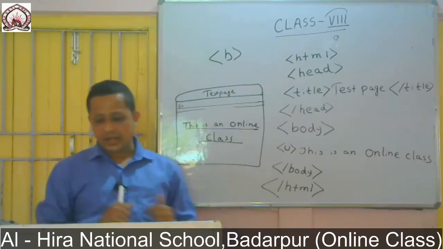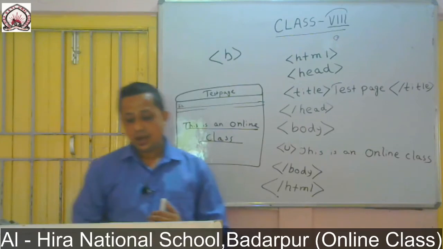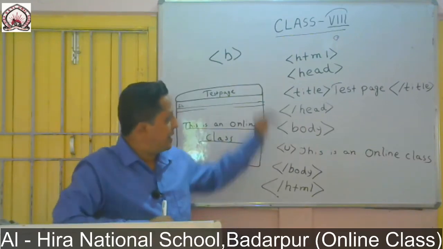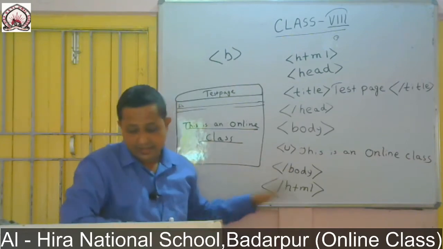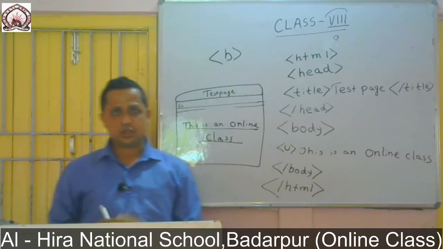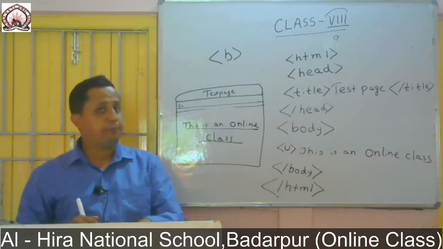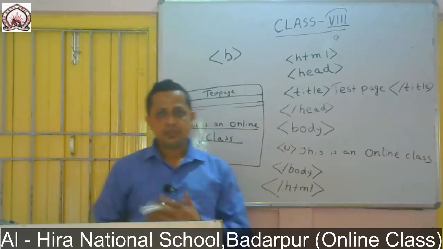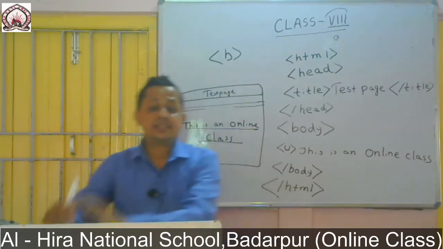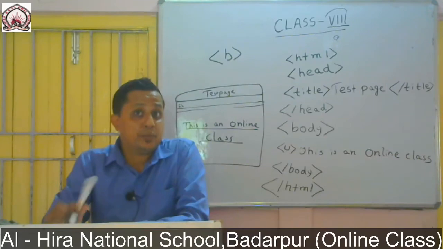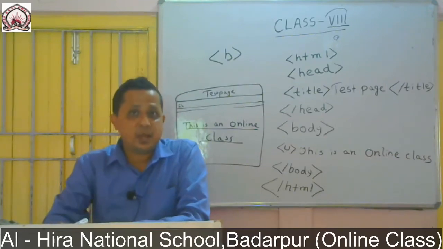So in your book in page number 69 you can see it is written HTML, head, title, body. This is my first attempt at designing web page. Then I closed body, then I have closed HTML. So I think you could do this simple HTML code. Now let me discuss what are the elements of HTML documents.